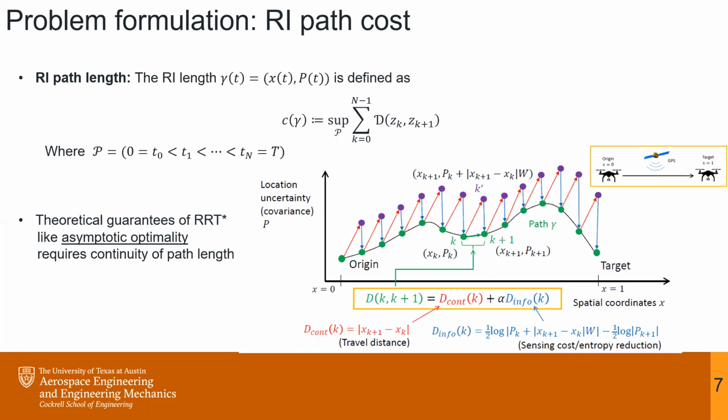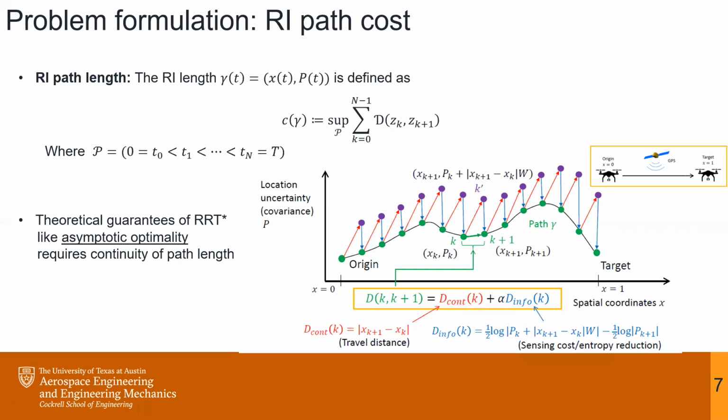So far, we have defined the RI distance between 2 points in uncertain configuration space. This RI distance can be used to define RI cost for paths like the one shown in the figure. For these paths, we define different partitions like the one shown by the green dots, for which the cost is defined to be the summation of RI distance between consecutive points. The RI cost of the path is defined to be the supremum of the cost over different partitions of it.